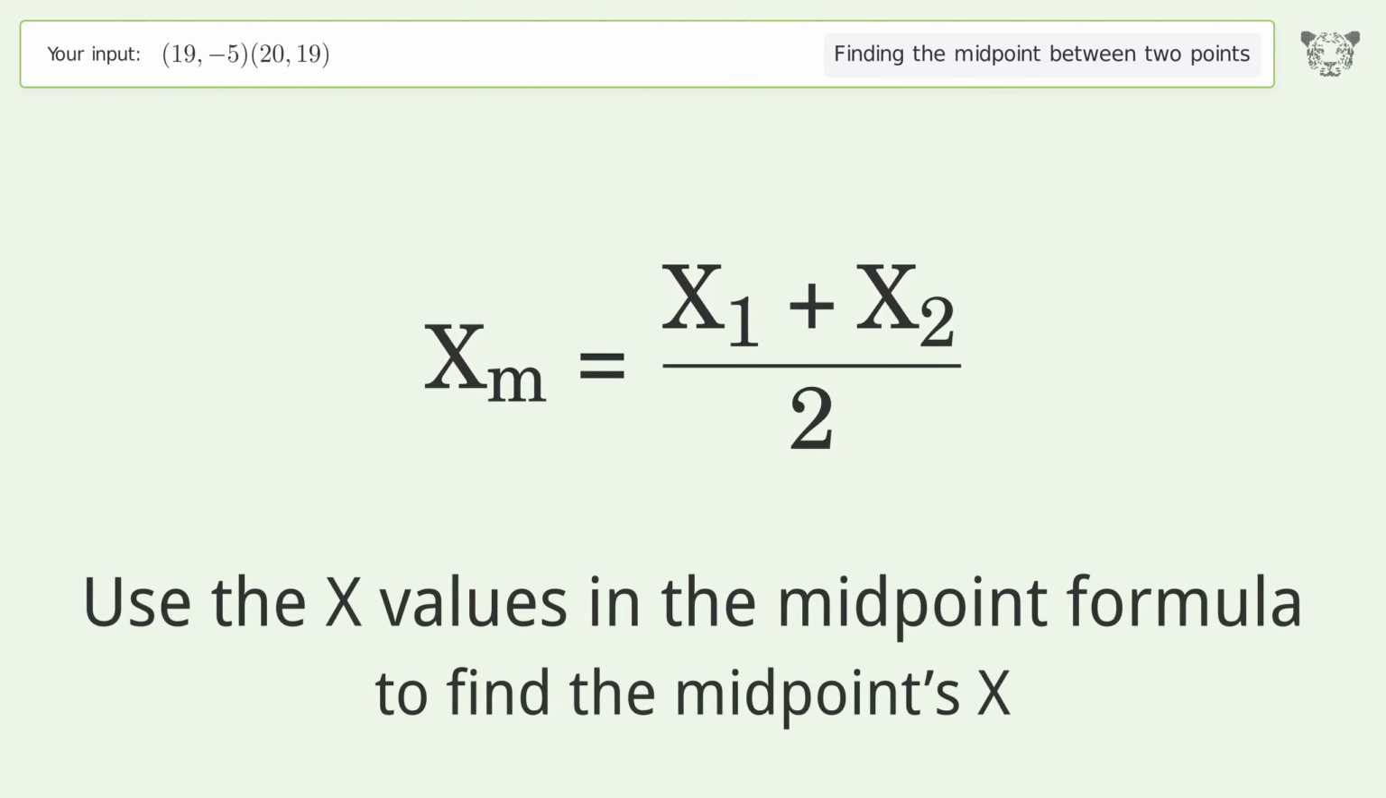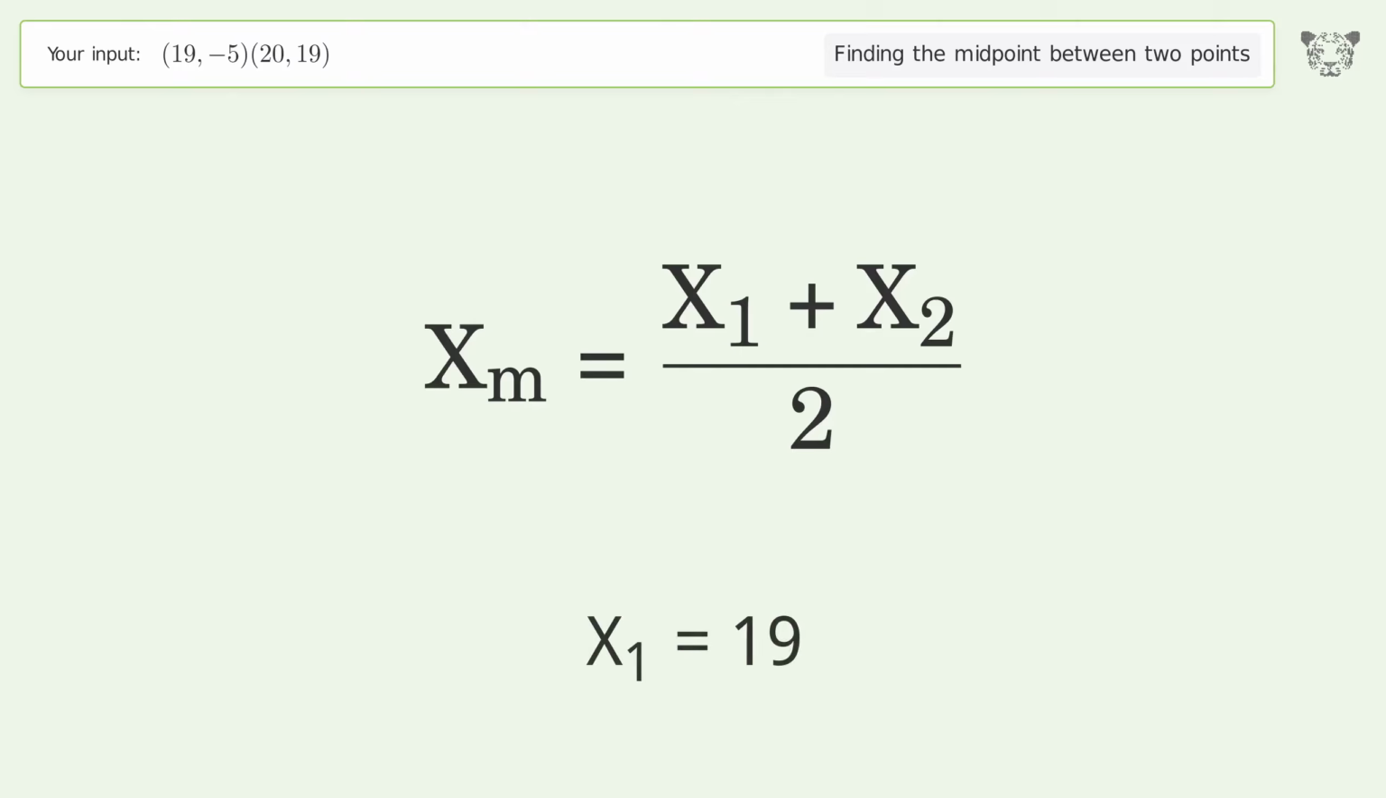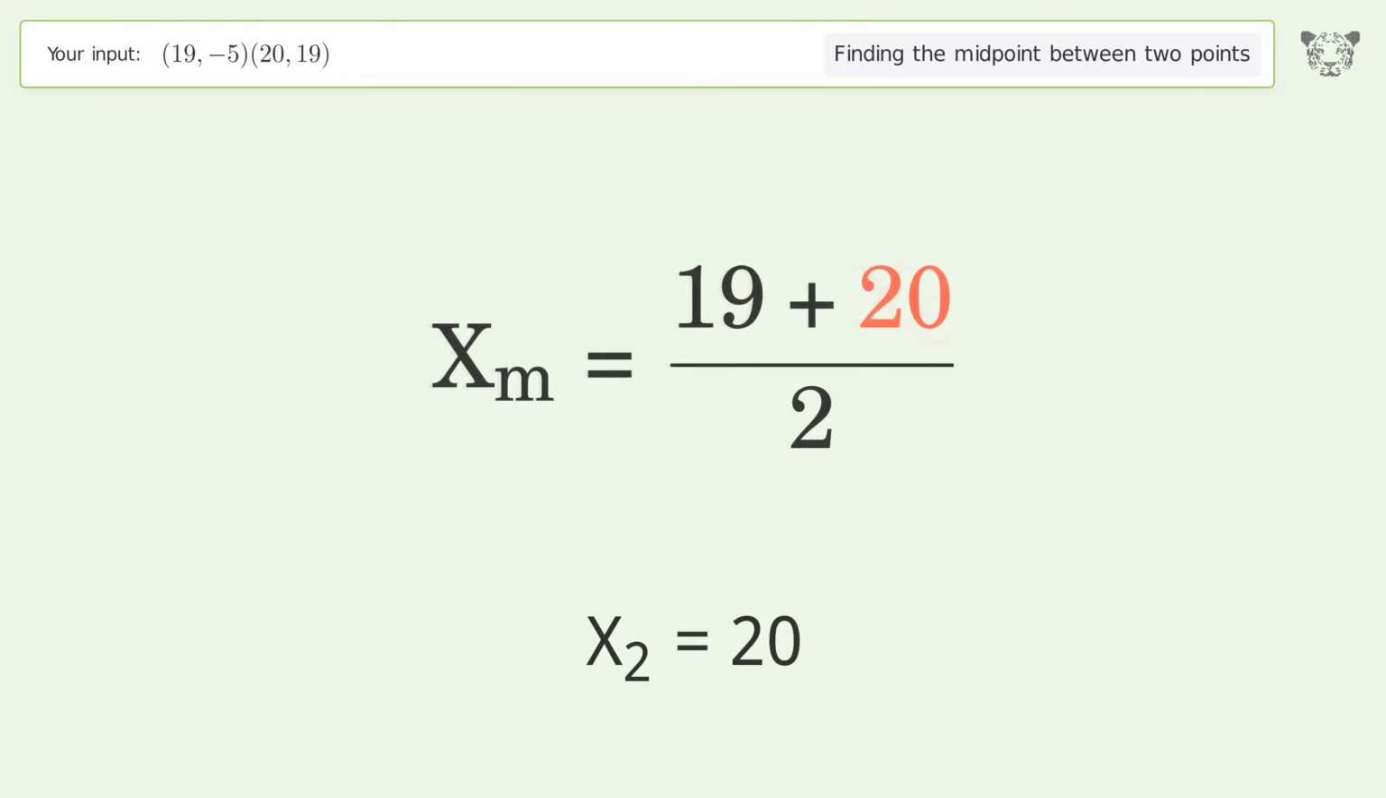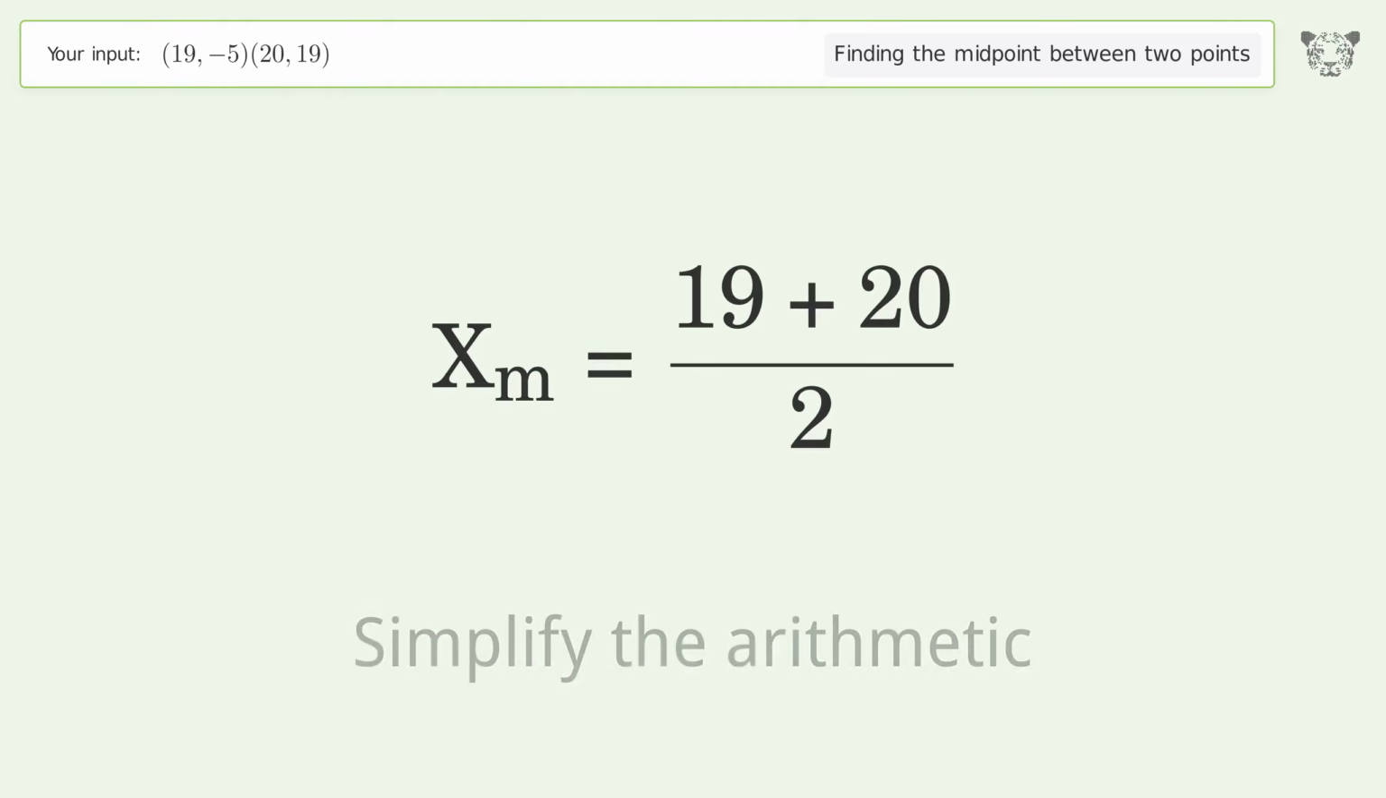Use the x values in the midpoint formula to find the midpoint's x. x1 equals 19. x2 equals 20. Simplify the arithmetic.